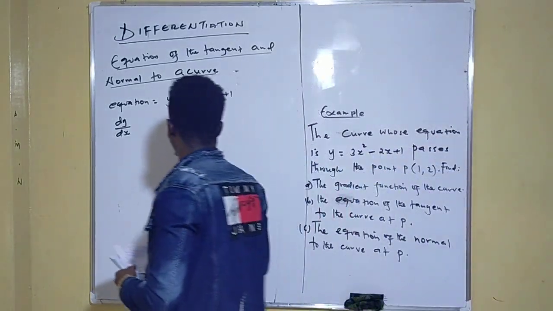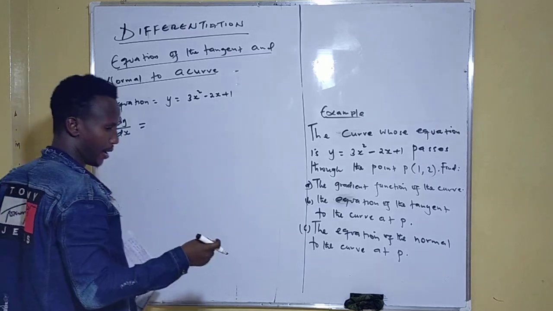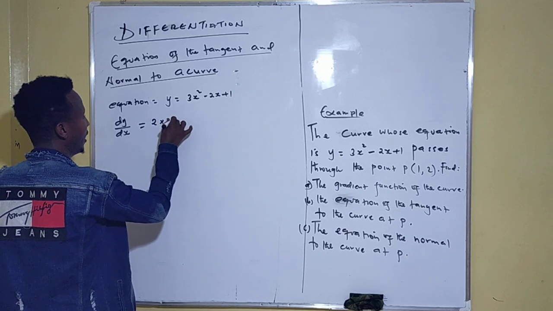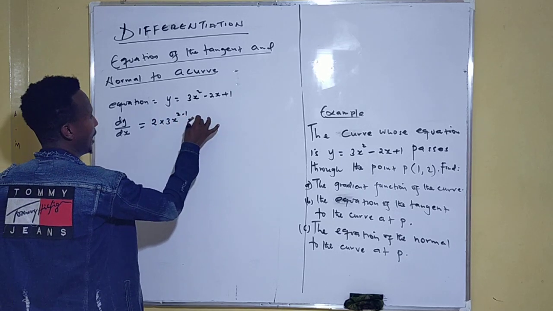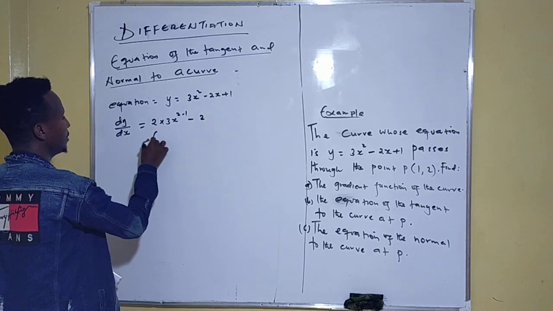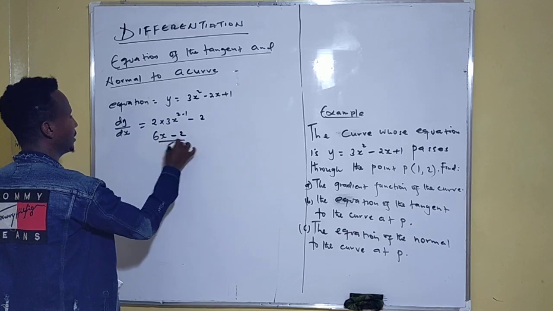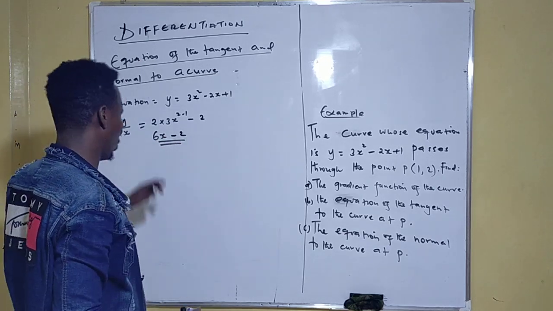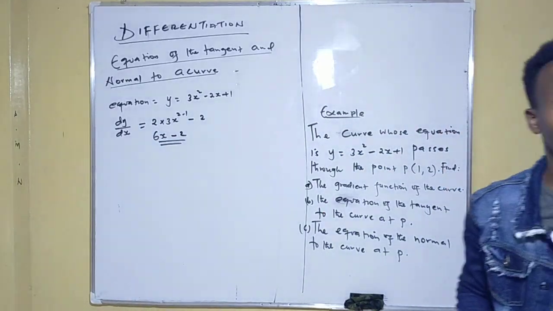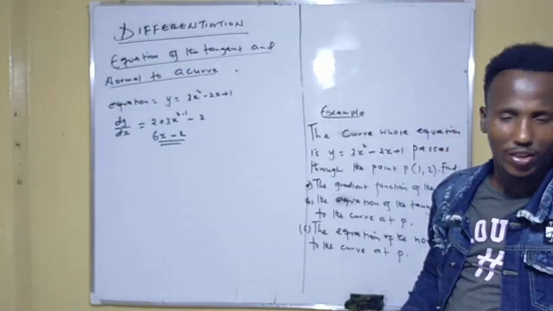So we want to differentiate this one. From our previous example, we multiply by the power and subtract 1 from the power. So it will be 2 times 3x to the power 2 minus 1, minus 2. It will be 6x, because 2 minus 1 is 1, minus 2. So that is the first answer. This is what we normally call the gradient function. Very easy. You only differentiate: dy over dx is equal to 6x minus 2.